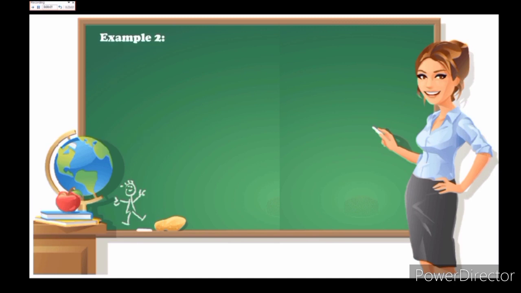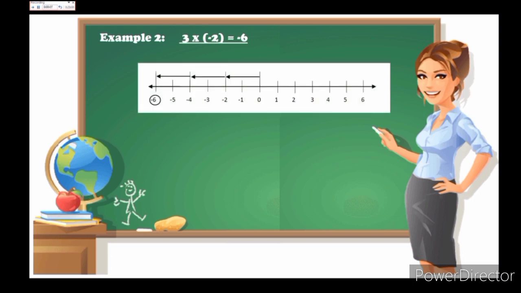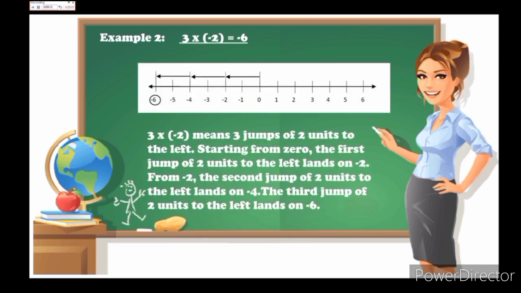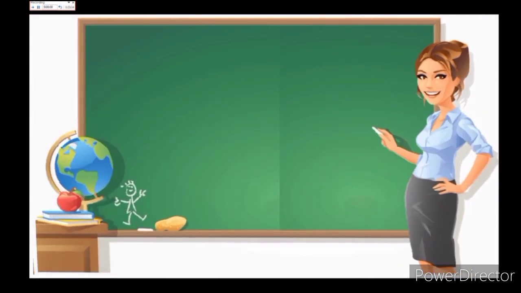Let's try example number 2. 3 times negative 2 is equal to negative 6. Using this number line, 3 times negative 2 means 3 jumps of 2 units to the left. Starting from 0, the first jump of 2 units to the left lands on negative 2. From negative 2, the second jump of 2 units to the left lands on negative 4. The third jump of 2 units to the left lands on negative 6.